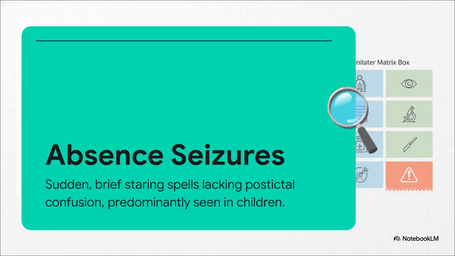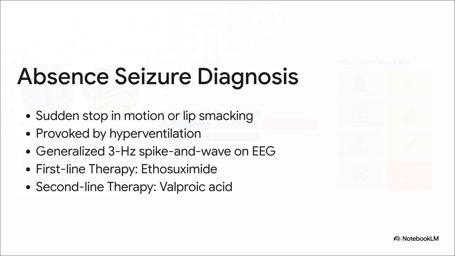Absence seizures completely, 100% lack a postictal state. Clinically, you'll see a sudden stop in motion, maybe some lip smacking or eyelid fluttering, and these can actually be provoked by hyperventilation. You absolutely must commit the EEG hallmark to memory: generalized 3 Hz spike and wave discharges. For first-line therapy, you're going with ethosuximide. If you need a second-line option, valproic acid is your go-to.